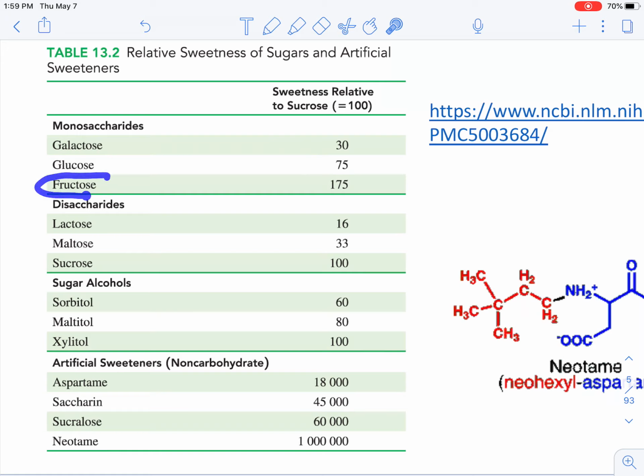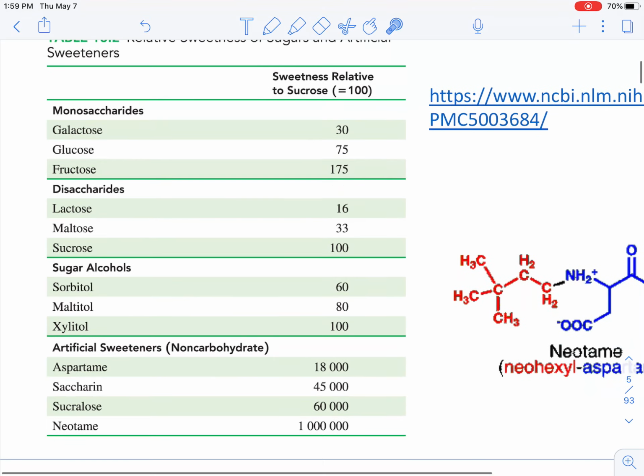And so, for example, fructose, its relative sweetness is 175. And fructose is typically found in candy, for instance. So if you were to go to the grocery store, go down the candy aisle, look at the back of a package of gummy bears, and read high fructose corn syrup, it's referring specifically to this monosaccharide, which has a relative sweetness of 175.